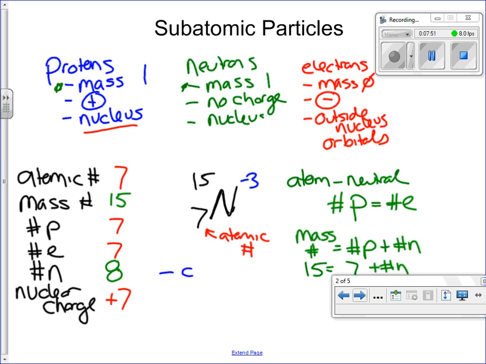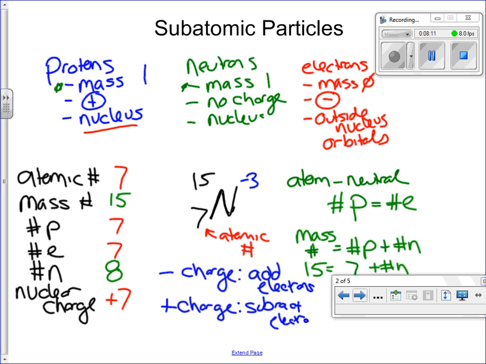So if you have a negative charge on your ion, that means you add electrons. If you have a positive charge on your ion, that means you subtract electrons. It is not the number of electrons subtracted or added, the charge that I'm giving you. It is the overall charge of the atom. So in the case of nitrogen 3 minus, I don't have 7 electrons anymore, okay? I have 7 plus 3, so I have 10 electrons.